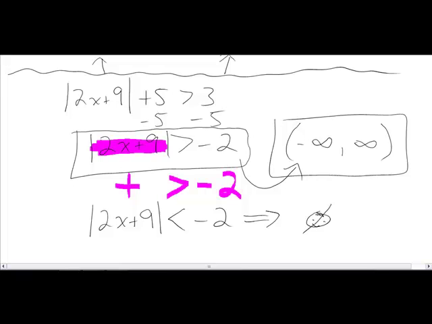So you can't have an absolute value less than a negative number, but you absolutely can and will always have an absolute value that's greater than a negative number. Okay, I think that's enough. I think you can probably work all of these problems that you need to, and I'll let you get started now.